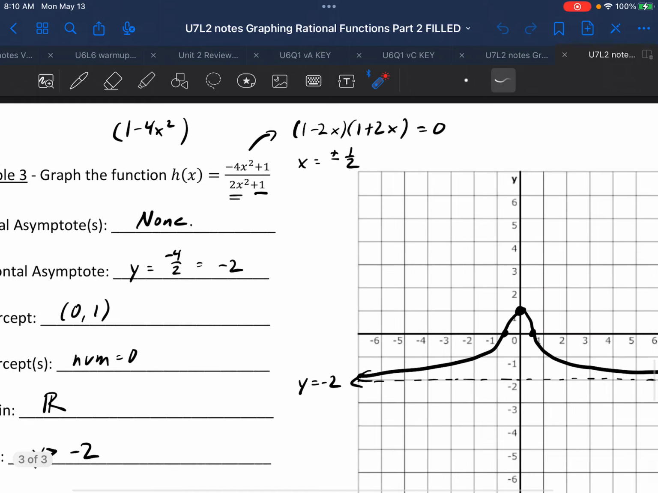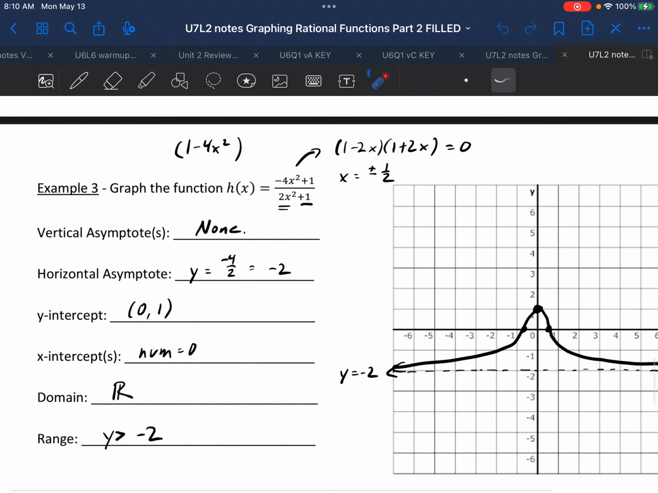So we've got this point. And then for the x-intercepts, right, I wrote that we always set the numerator equal to 0 to find x-intercepts, right? If we set the numerator equal to 0, we get that 1 minus 4x squared. That's a little bit of a reverse way to think about it, but that factors as 1 minus 2x, 1 plus 2x. And so we get plus or minus a half as our x-intercept.